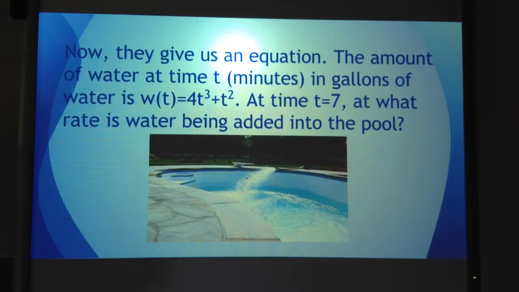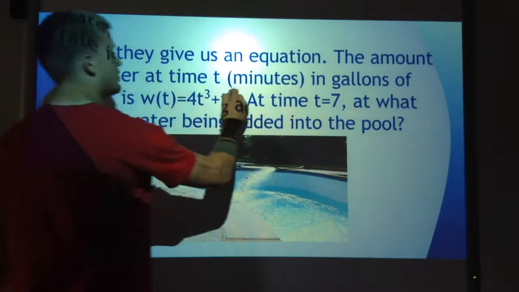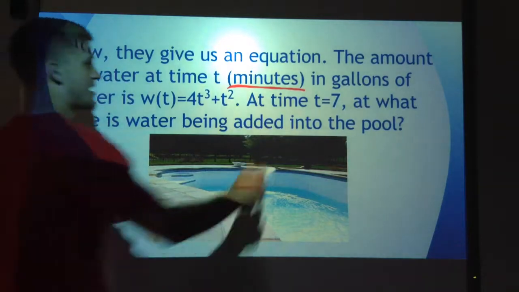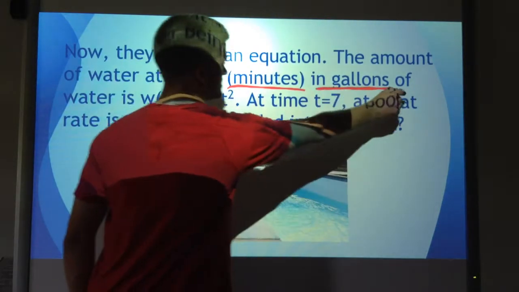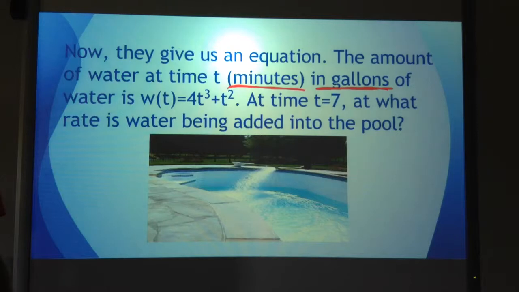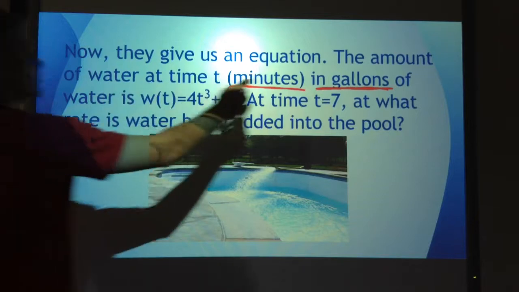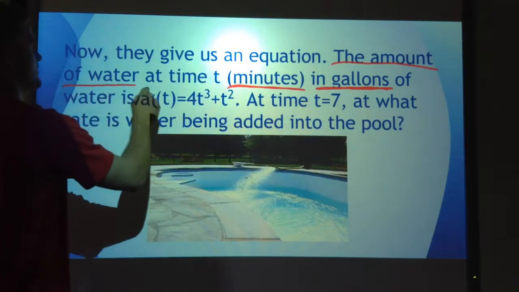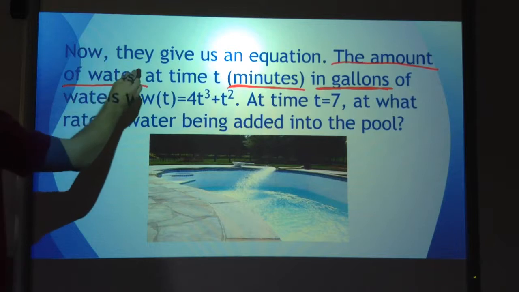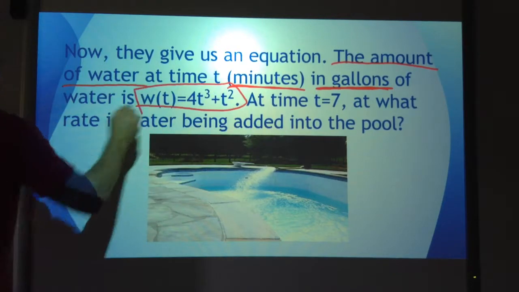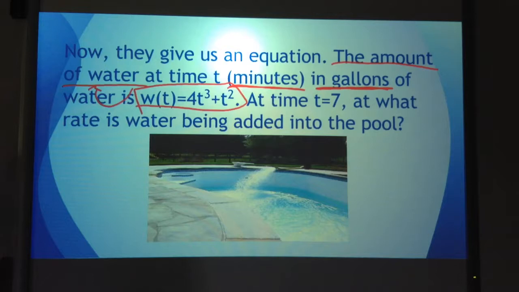So the amount of water at time t in minutes, in gallons of water, is W(t) equals 4t cubed plus t squared. At time t equals 7, at what rate is water being added into the pool? A few key things to look at here is that we have our time, they give it to us in minutes. We have what we are measuring, which is considered our position, in gallons. Also, this is not a rate problem. So this is giving us the amount of water. That means that this equation right here gives us the amount of water. There is no rate being involved.